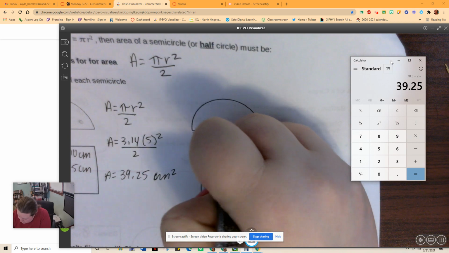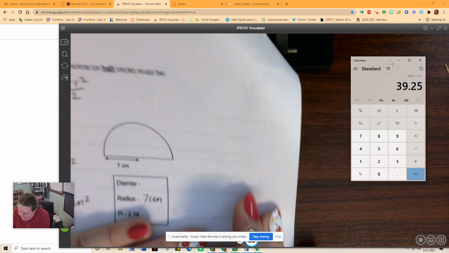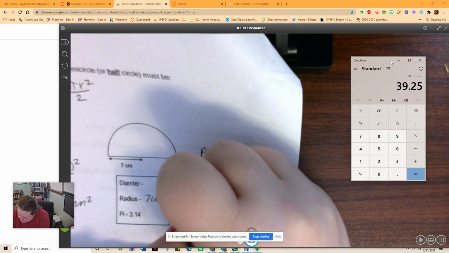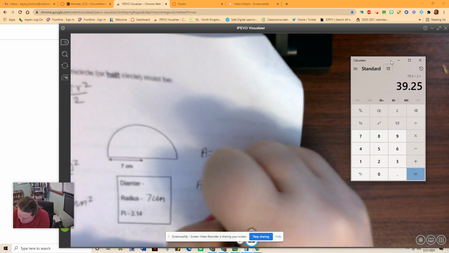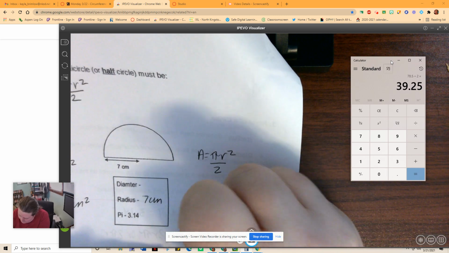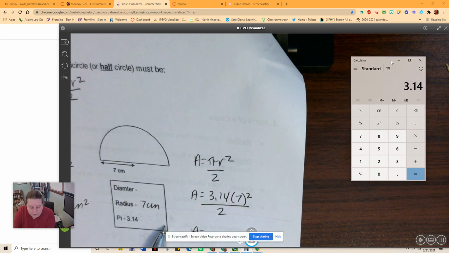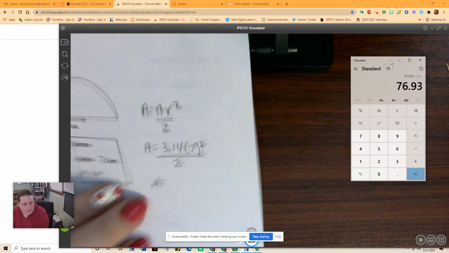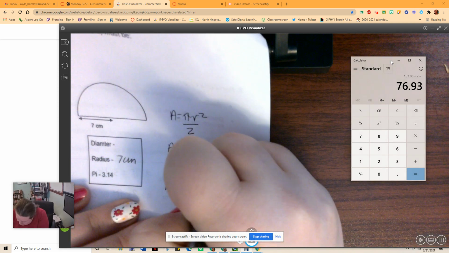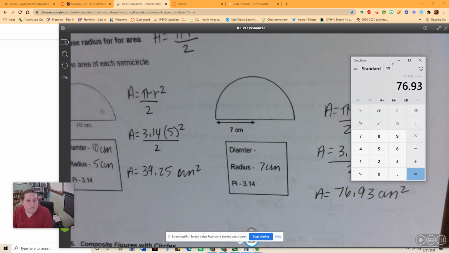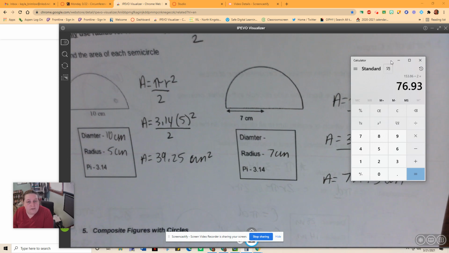Now in this one, they did give us the radius, which is 7 centimeters, so we don't need the diameter, so we're not going to find it. So area equals pi r squared divided by 2. Area equals 3.14 times 7 squared divided by 2. All right, so we have 3.14 times 7 again, and then I'm going to divide that by 2 since it's half the space. So this has a space of 76.93 centimeters squared.